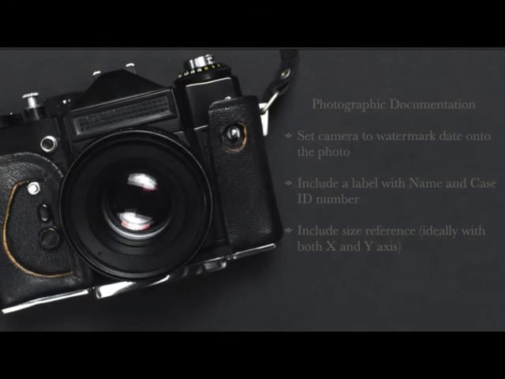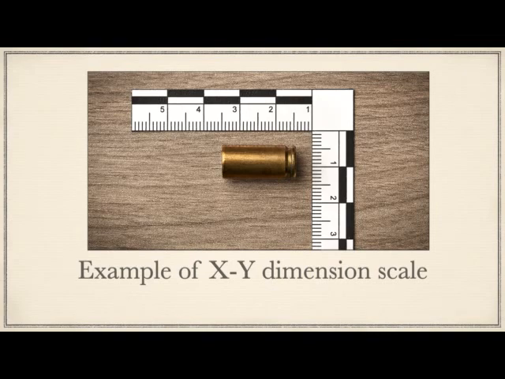Ideally, you would use one that has both an X and Y axis. This is an example detailing a bullet casing showing an X and Y dimensional scale, which is commonly available in forensic settings. Not all hospitals have these types of scales, but I frequently use a ruler, which can also be prominently displayed in the photo to give the observer an idea of the reference of size.